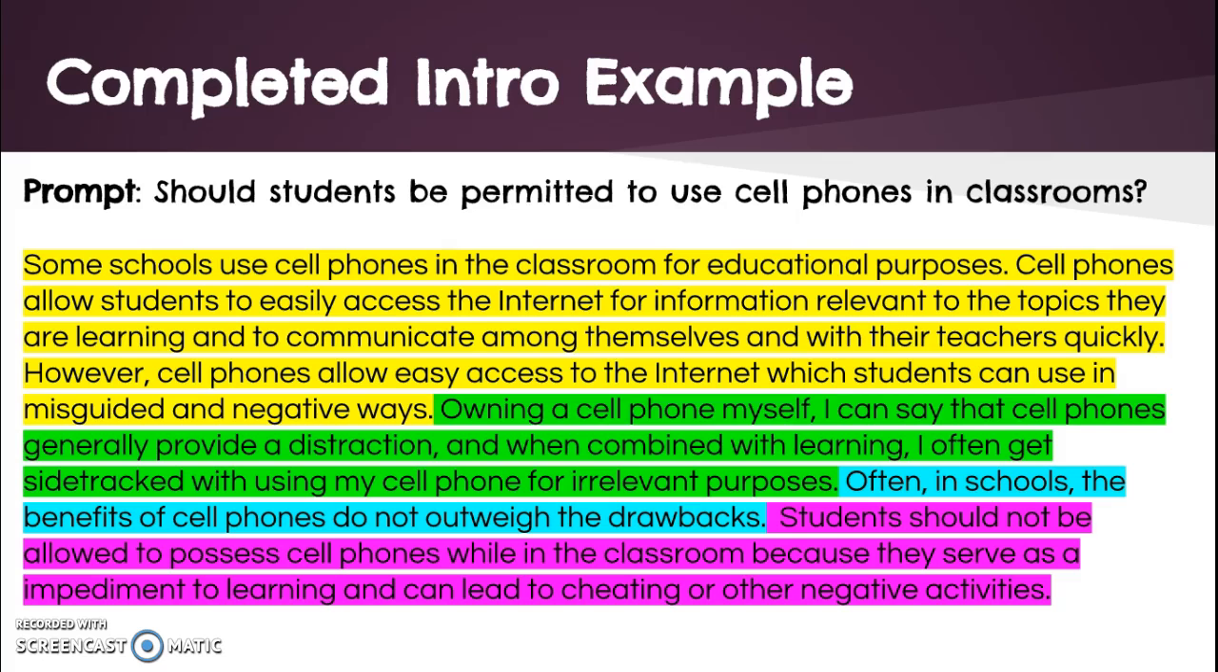One point that I want to point out here is the thesis statement down at the bottom. Students should not be allowed to possess cell phones while in the classroom because they serve as an impediment to learning and can lead to cheating or other negative behaviors. So as a reader, I know that this person is answering the prompt saying no, students should not be allowed to have cell phones in classroom. And their two main points are going to be that cell phones are an impediment to learning and they can lead to negative behaviors.